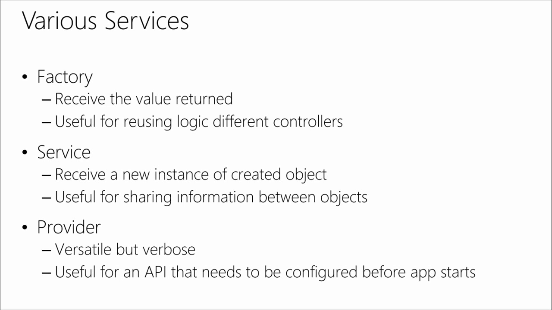So there are a couple of different kinds of services within Angular. There's a factory service, which is something that we're going to use. These are a bit complicated as concepts because they're all fairly similar. But basically, a factory will return a value to you, and you're going to receive the value that is returned. For service, you'll use that if you want to receive a new instance of a created object. And provider is versatile because that's the grandfather object that all these other services are based off of. And that's most useful if you have an API that needs to be configured before your app starts running.